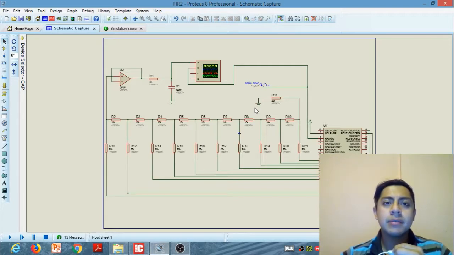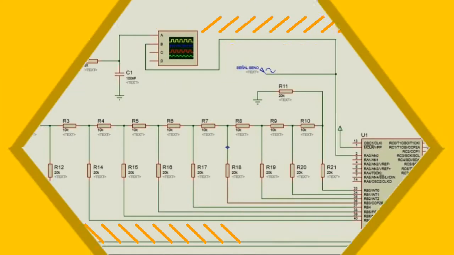IIR filters can be used when the phase shifts inherent to the system are predictable, since the phase is directly related to the change in amplitude, as in minimum phase filters.